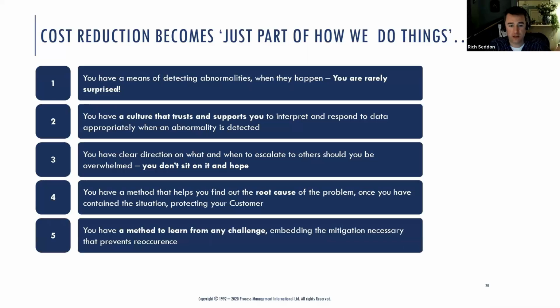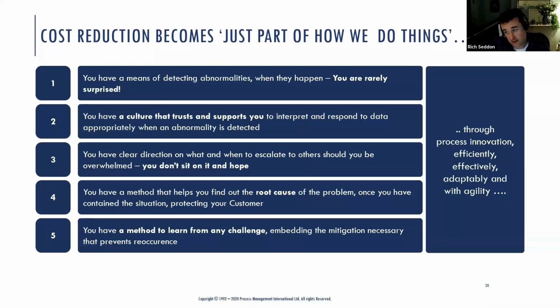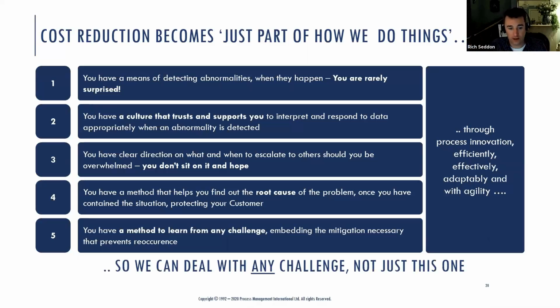Once you have contained the situation, you can protect your customer, and you have a method to learn from any challenge, embedding the mitigations that are necessary to prevent reoccurrence. CI lesson 101 here, but applying it to cost savings, to the cost saving environments because of this here. Through the process innovation, you can efficiently, effectively, and adaptably respond with agility. And who doesn't want to do that? In order that we can deal with any challenge, not just the current one. So particularly relevant at the moment when the world's been shifting beneath our feet.